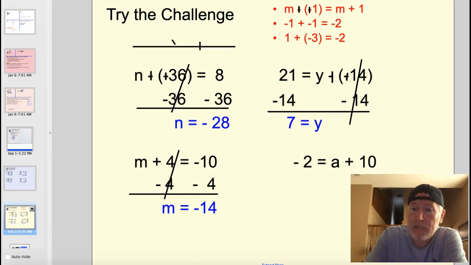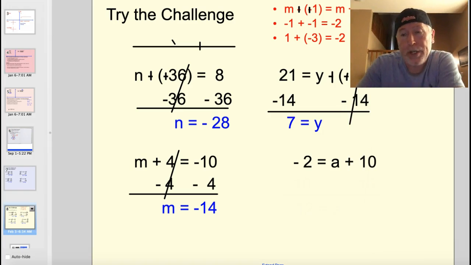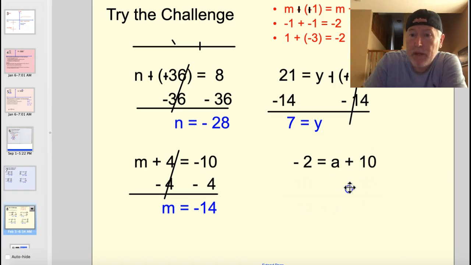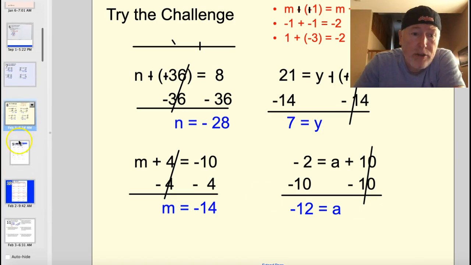All right, let me slide myself up so you can take a look at this last guy here. What are you going to do? You're going to subtract 10 from both sides, right? I agree. Here's a negative 2 and a negative 10. When you combine those, you're going to have a negative 12 equals A. All right, good job.